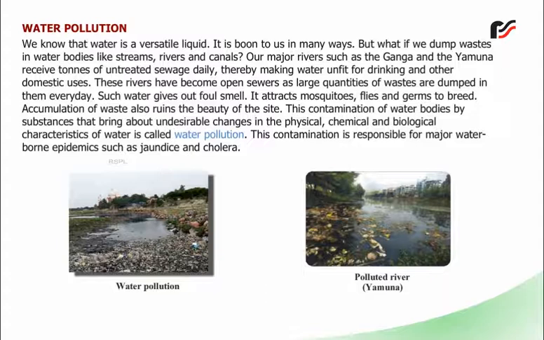Such water gives out a foul smell. It attracts mosquitoes, flies, and germs to breed. Accumulation of waste also ruins the beauty of the site. This contamination of water bodies by substances that bring about undesirable changes in the physical, chemical, and biological characteristics of water is called water pollution. This contamination is responsible for major waterborne epidemics such as jaundice and cholera.